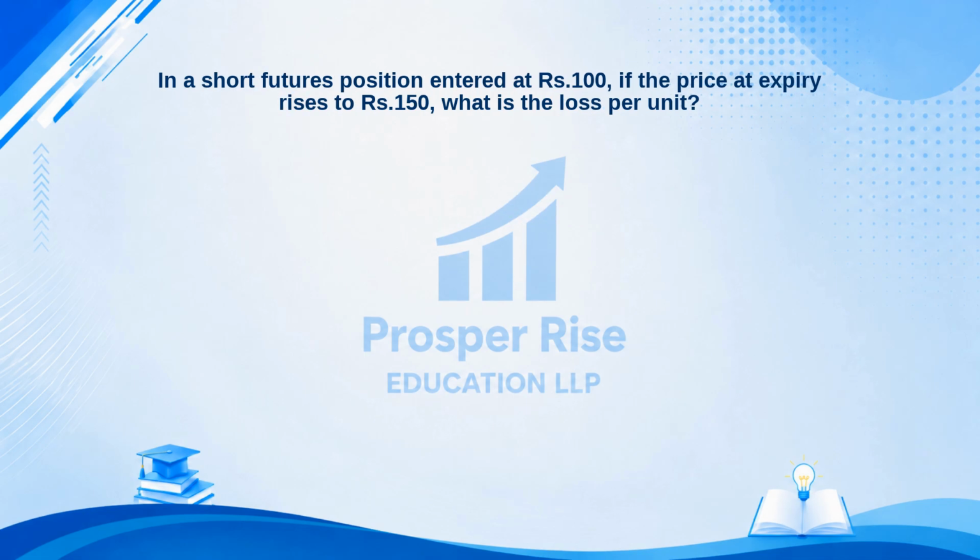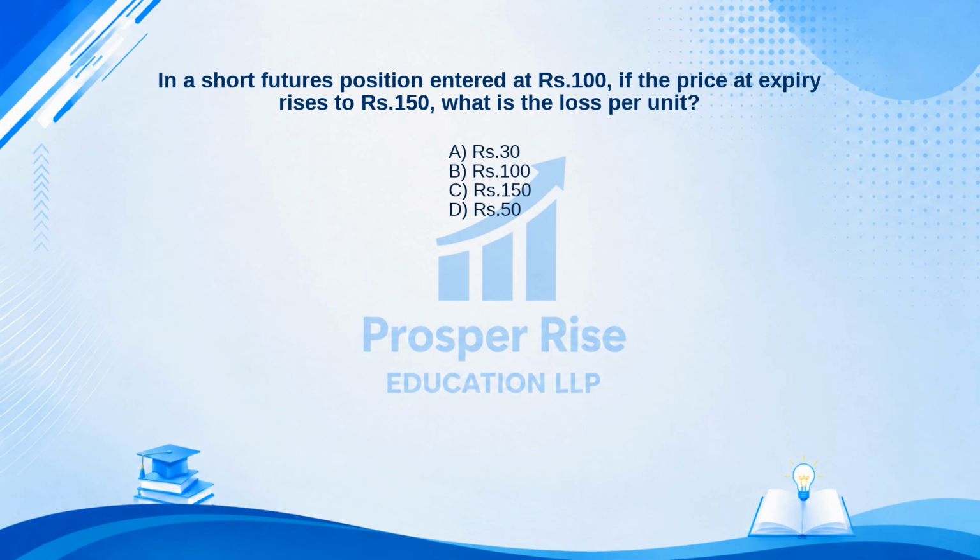In a short futures position entered at rupees 100, if the price at expiry rises to rupees 150, what is the loss per unit? Here are your options. A. 30 rupees. B. 100 rupees. C. 150 rupees. Or D. 50 rupees. Take a moment to pause the video and decide.